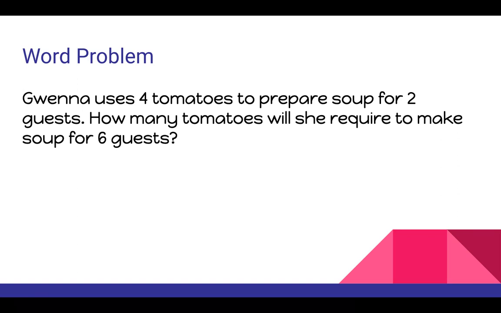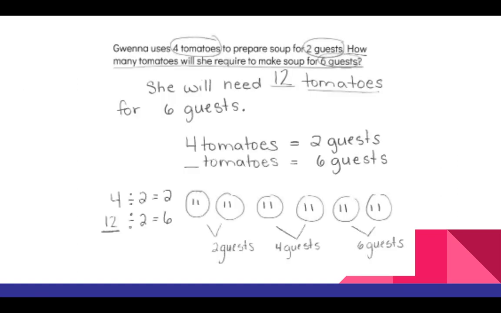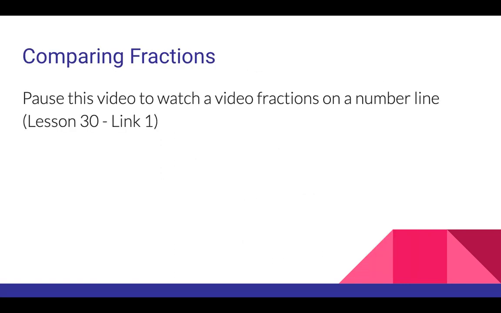Okay, so hopefully you have your work in front of you. You've done the work, and you should have how many tomatoes she will need to make soup for 6 guests. Okay, so if she needed 4 for 2 guests, she's going to need 12 tomatoes for 6 guests. Okay, there's some work for you. You can pause this video to look at it a little bit closer to help you if you need some help on that one. Today we're going to look at comparing fractions, okay?